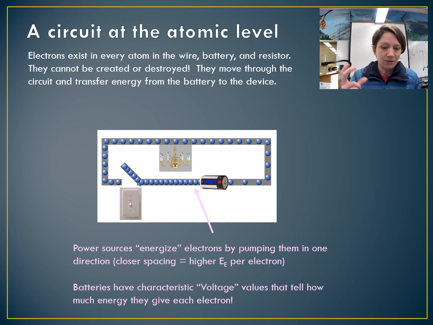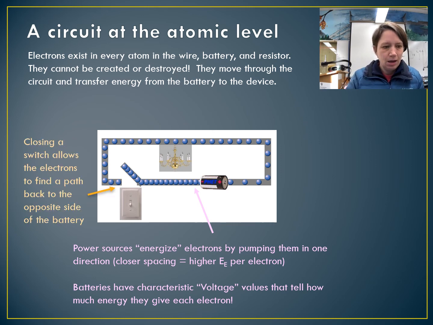Incidentally, if you look at a battery, you'll see a number written on there that says how many volts the battery is. This is characteristic of the battery, and it tells you how strong that battery is as a pump, how much it can force those electrons to go closer to each other. That's what the voltage value tells you, and you're going to get more about that later on.